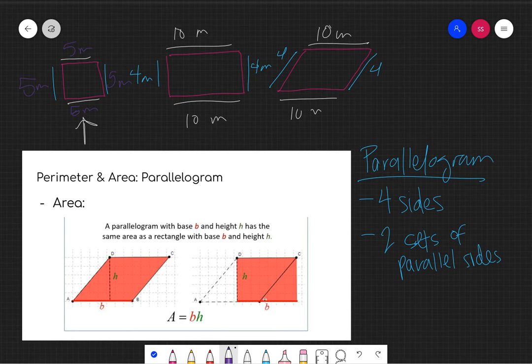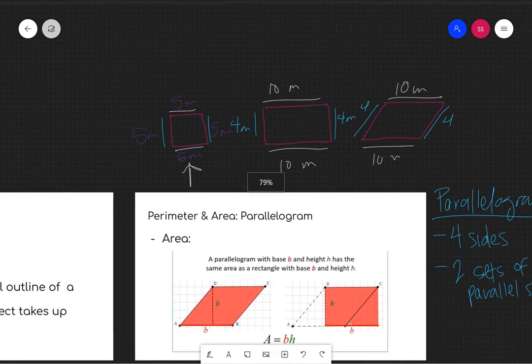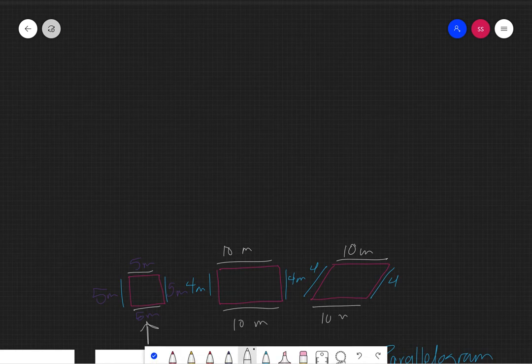So with perimeter of a parallelogram, again, perimeter is just the length of the outline of your shape. With every shape we talk about, whether it's triangles, circles, squares, trapezoids, octagons, whatever shape we talk about, the perimeter is still the same concept. You're going to add all the sides together. So find the sum of the measure of the sides. So let's go over the examples that I've drawn before we get into area.